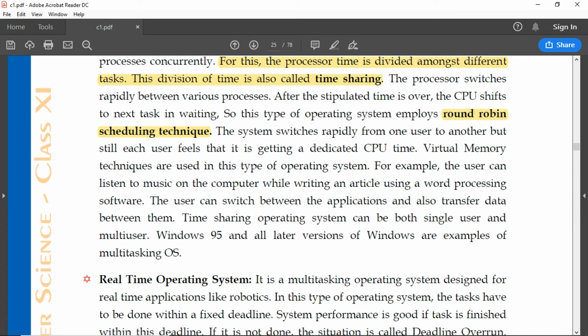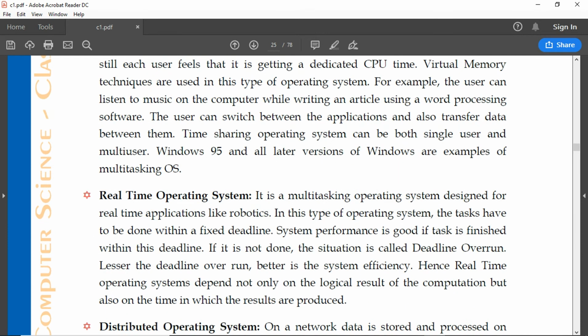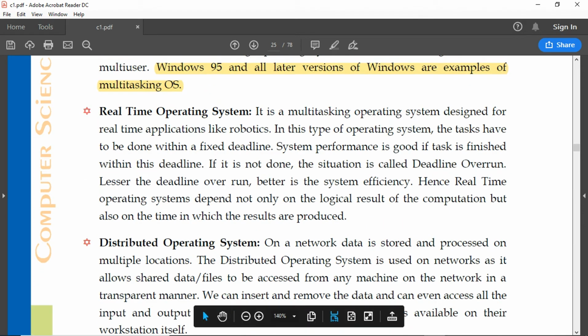The system switches rapidly from one user to another, but still, each user feels that it is getting dedicated CPU time. Virtual memory techniques are used in this type of operating system. For example, the user can listen to music on the computer while writing an article using word processing software. The user can switch between the applications and also transfer data between them. Time-sharing operating system can be both single-user and multi-user. Windows 95 and all later versions of Windows are examples of multitasking OS.